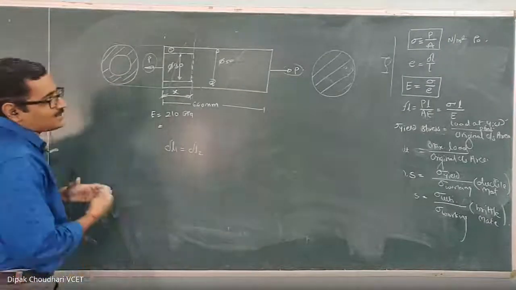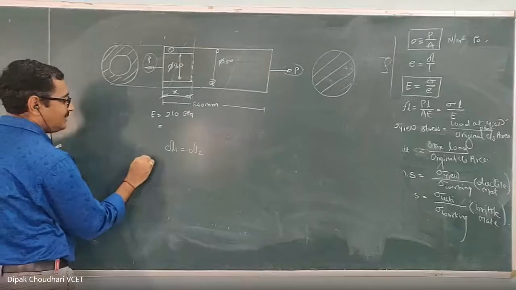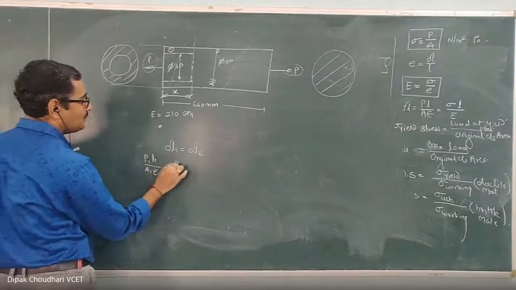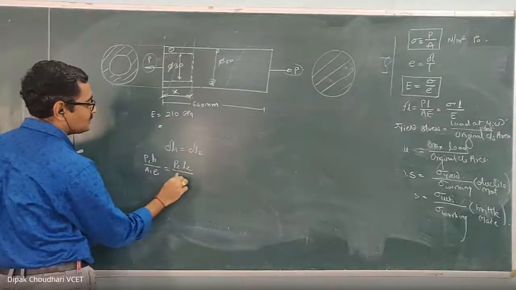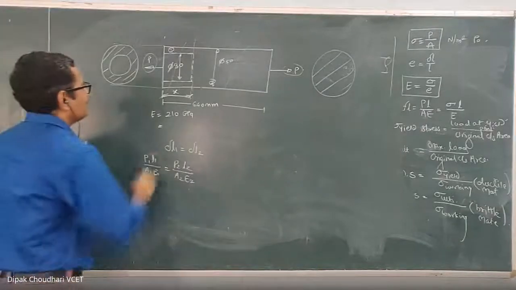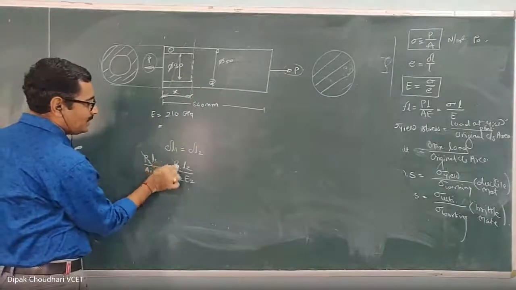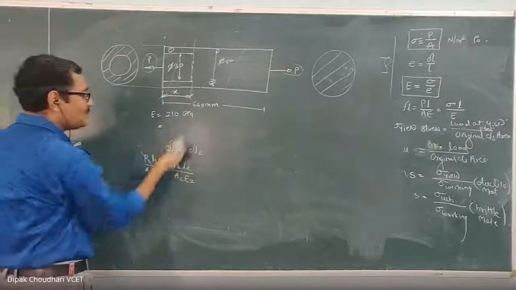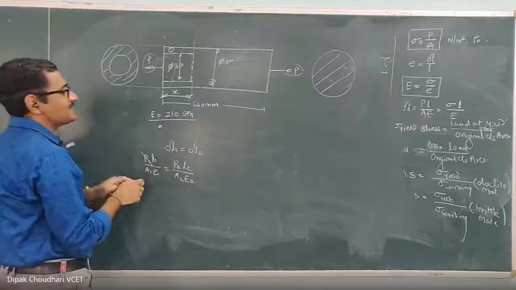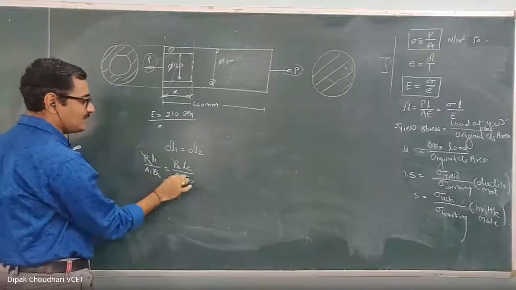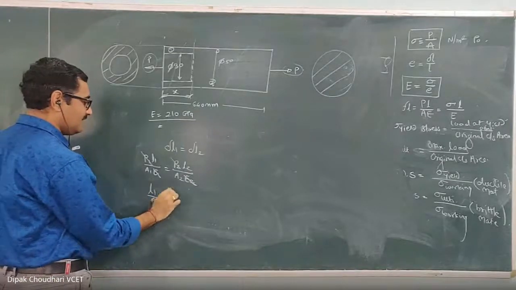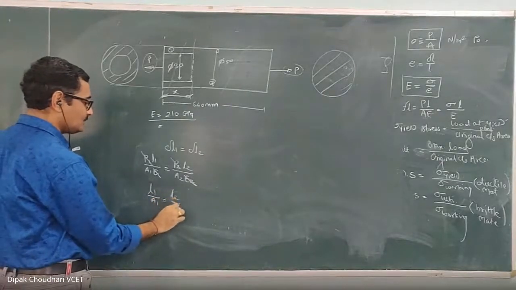Both parts are subjected to the same force P. So delta L1 can be written as P1 L1 upon A1 E1, which is equal to P2 L2 upon A2 E2. Clear? Both parts are subjected to the same force P, so P gets cancelled. Both parts are made of the same material, so E is the same. Whatever the unit or value, since both are the same, it will get cancelled. So L1 upon A1 equals L2 upon A2.